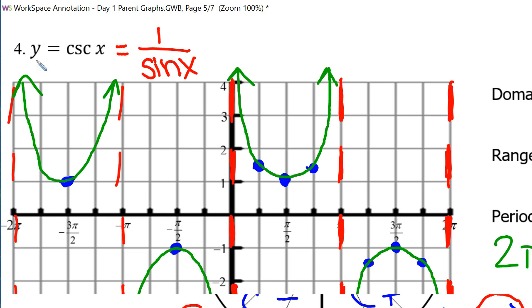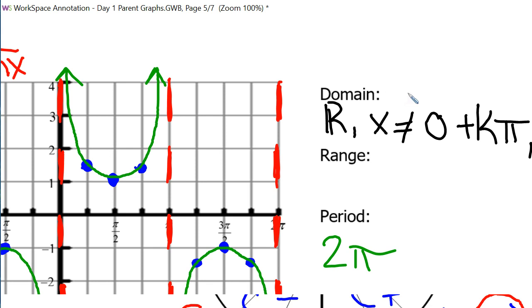So here, it keeps going left and keeps going right, but can we touch or cross those vertical asymptotes? No. So the domain would be all real numbers except where we have asymptotes. So all real numbers except x cannot equal. Now where is the first vertical asymptote? 0. And what do you have to add to 0 to get to the next asymptote? Pi. So if I just add pi, that'll only give me one asymptote. So I have to make it plus k pi, and then say where k is an element of the integers.